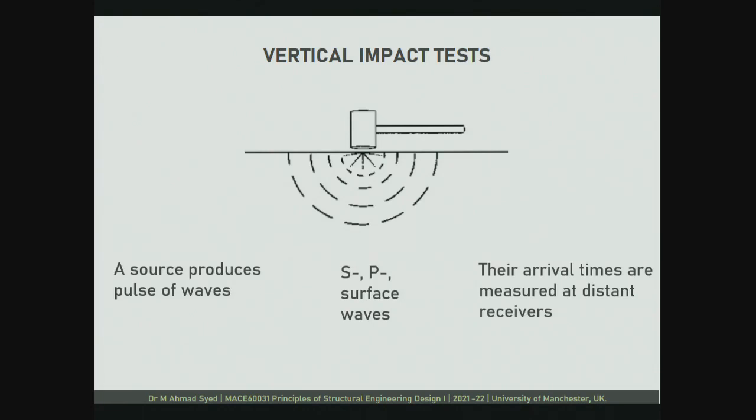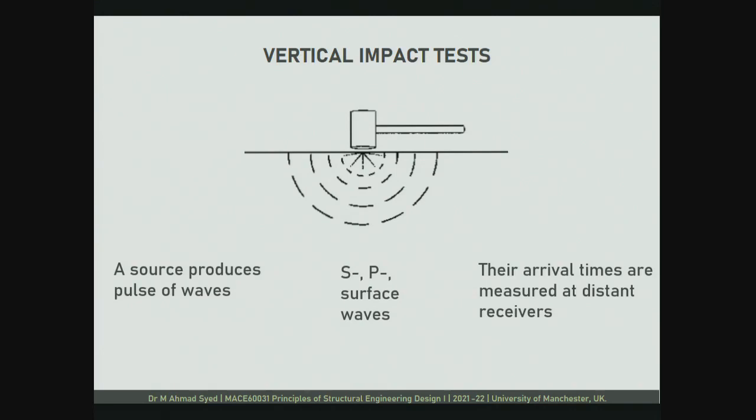So in other words, you can calculate the velocity of the body waves which are captured on a receiver, because you know the distance, you know the time. Distance upon time is going to give me the velocity.